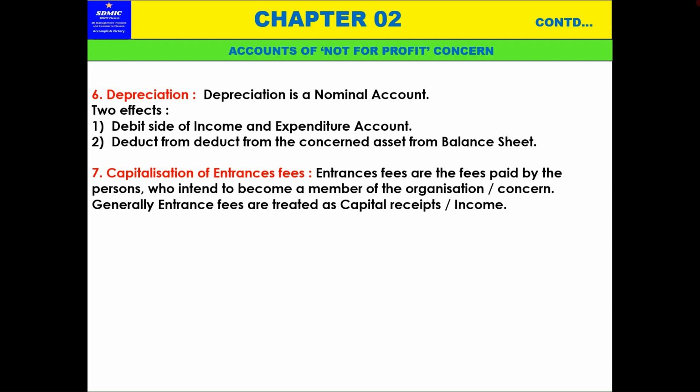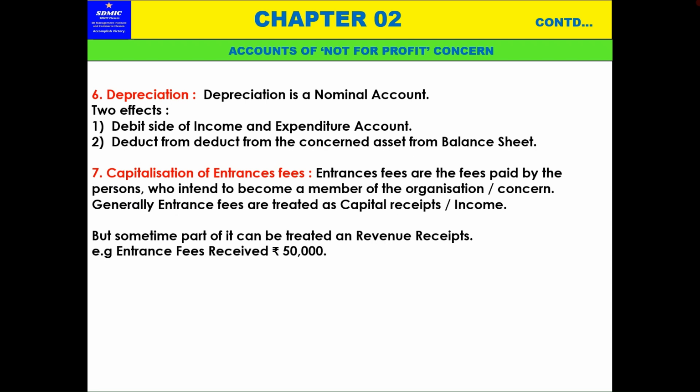So generally entrance fees are treated as capital receipts or income, but some part of it can be treated as revenue receipts. Example, entrance fees received 50,000. For example, you must have heard of Mahindra Club. This is an entertainment club, no? You can go to many places and visit, or some part of it is given at a subsidized rate, but they will be taking some fees, entrance fees. Means membership fees, like a country club, many types of clubs are there. Some of the clubs may be charging 10 lakhs, some 5 lakhs, 2 lakhs, like that.